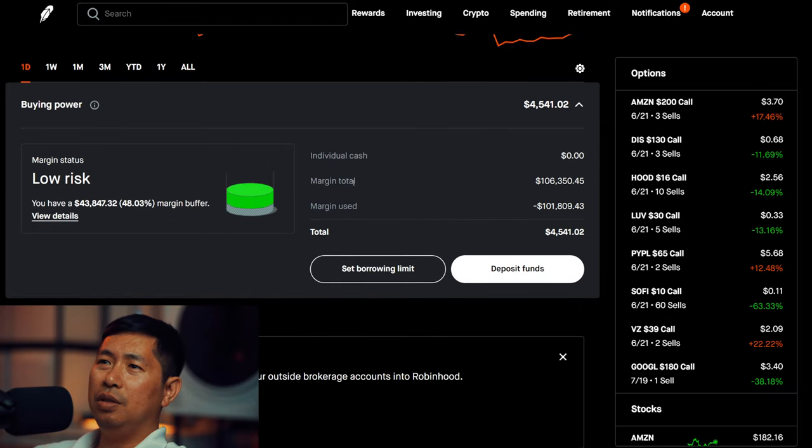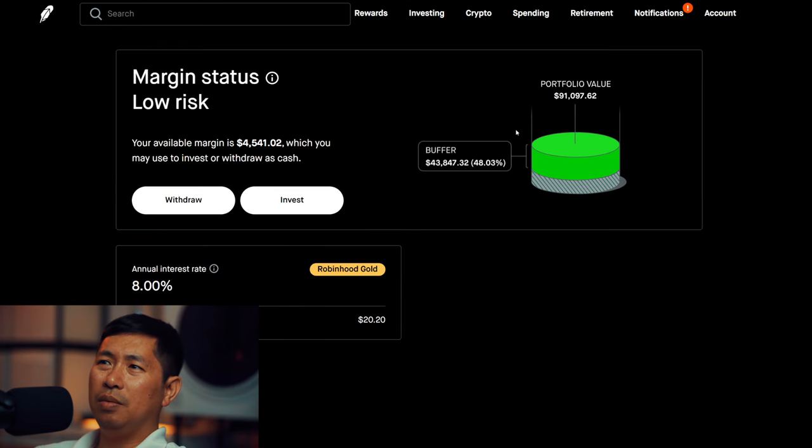This is a margin account. My margin total is $106,350.45. My margin used is $101,809.43, which leaves me with $4,541.02 in buying power. My margin status is low risk. My buffer is $43,847.32. That's this green buffer before I hit my margin call. My annual interest rate is 8%. The daily interest that I'm paying is $20.20.